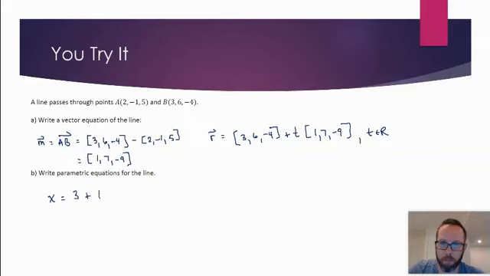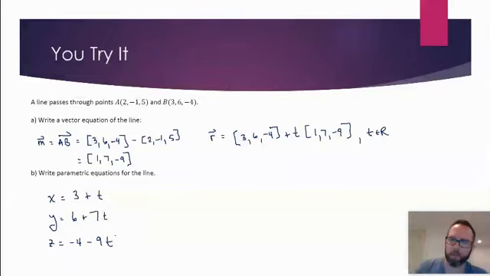So x is 3 plus t, y is 6 plus 7t, z, that's an awful z, z equals negative 4 minus 9t. It's that easy. We can do it.